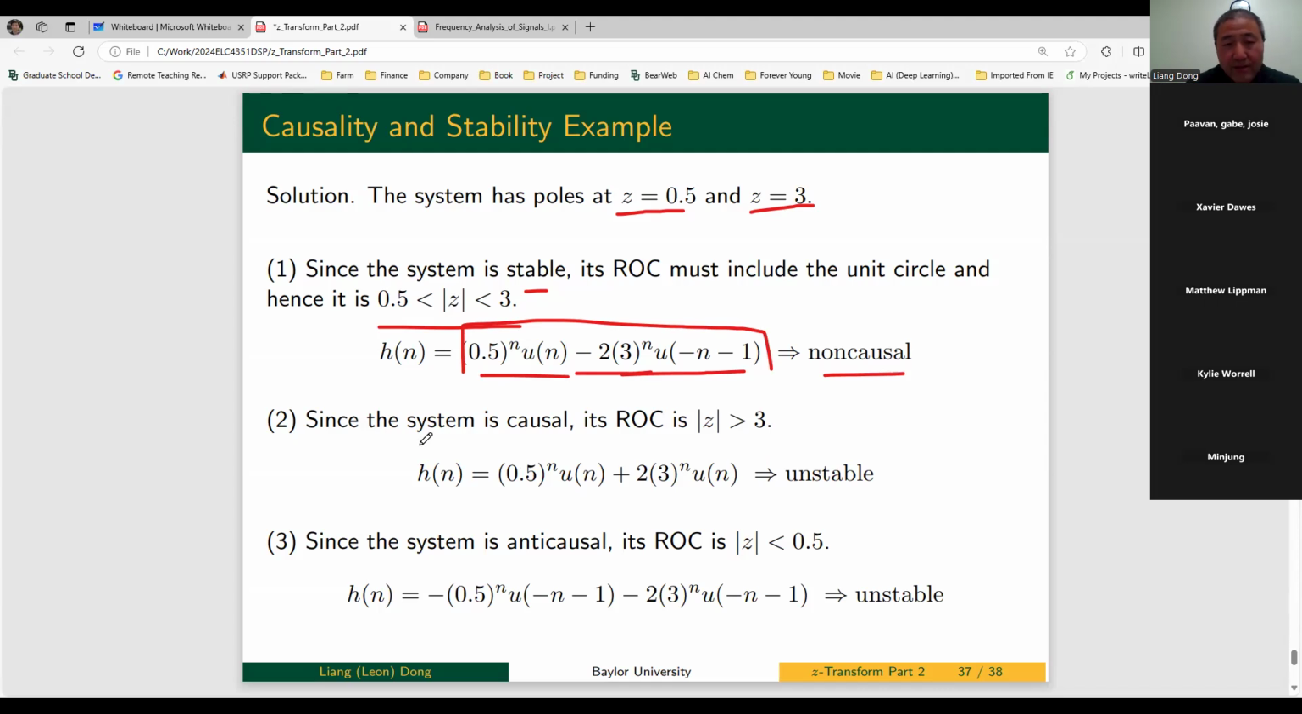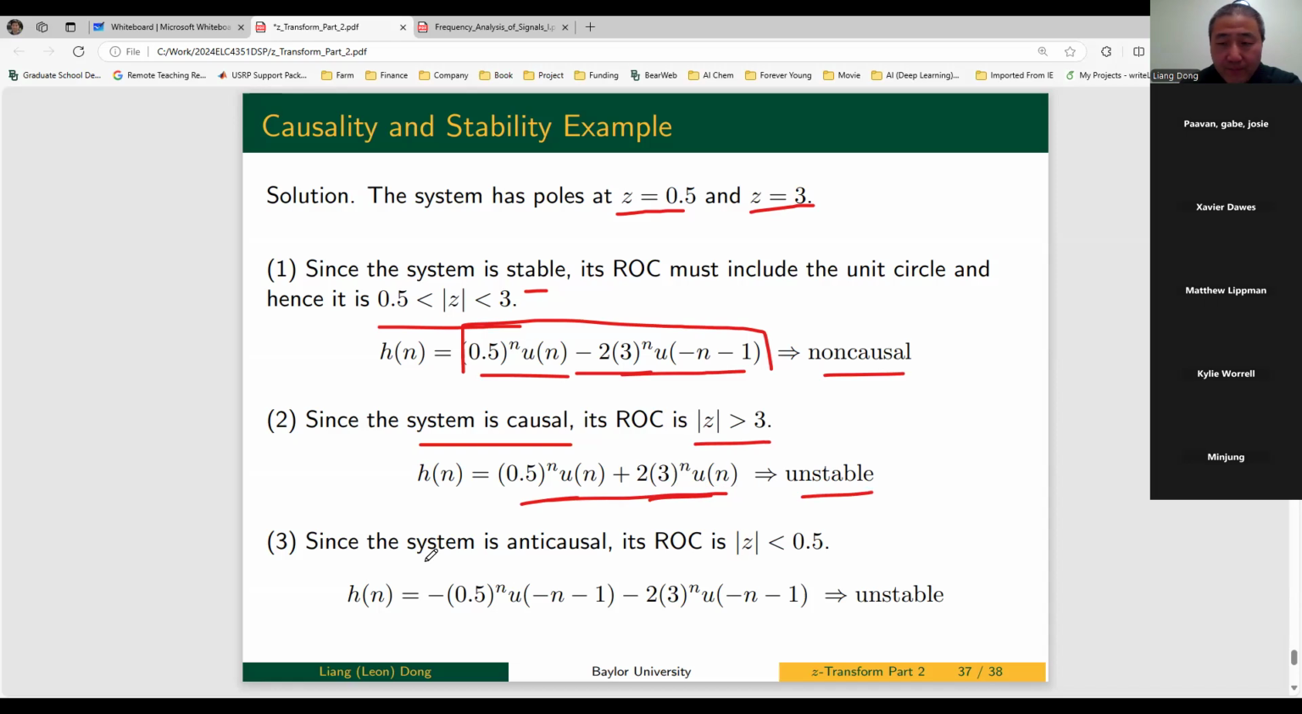Second question is, if the system is causal, then the region of convergence has to be the exterior of a circle. So there's only one way I can exclude both poles, which is the absolute value of z greater than 3. And then you can generate this. Now, this is my causal system, but this system is unstable because my unit circle is not in the region of convergence. So in practice, I will not be able to implement that. Or in a way, the system output will become larger and larger, eventually blowing up the system.